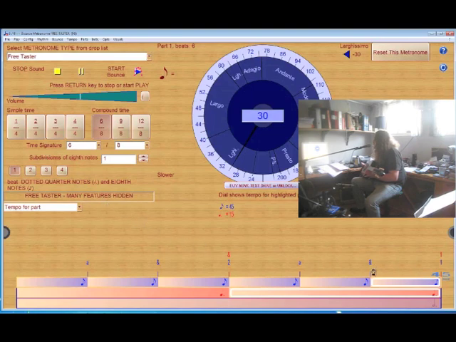6/8 is counted here, 1 and a 2 and a 1 and a 2 and a, that's counting the 6/8 notes, 1 2 3 4 5 6 1 2 3 4 5 6. So you can see that's an eighth note, so 6/8, so eighth notes. What we're dealing with, there are six in a bar, and in this example that would be at 30 beats per minute. Let's just put it up to 60 beats per minute and have a listen to how it sounds.